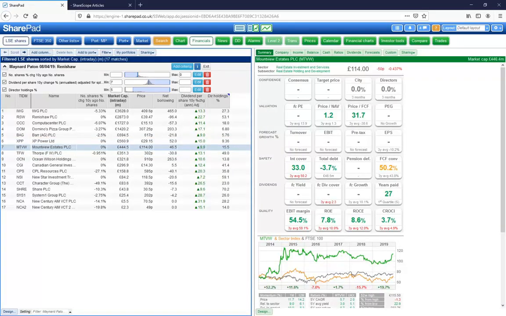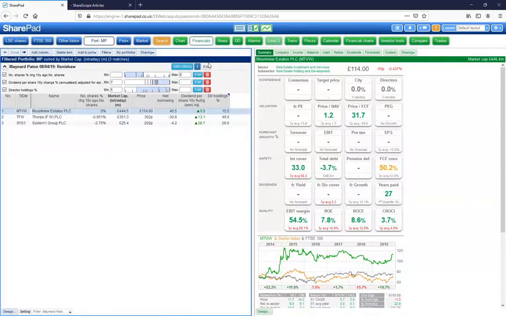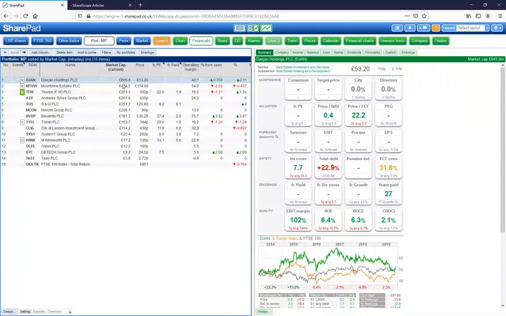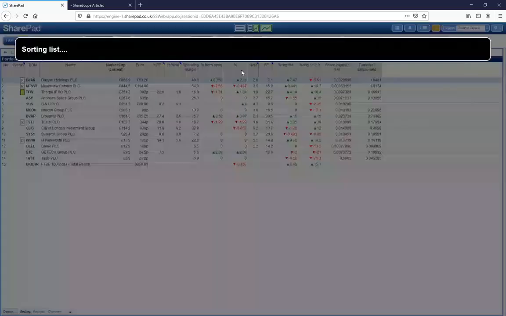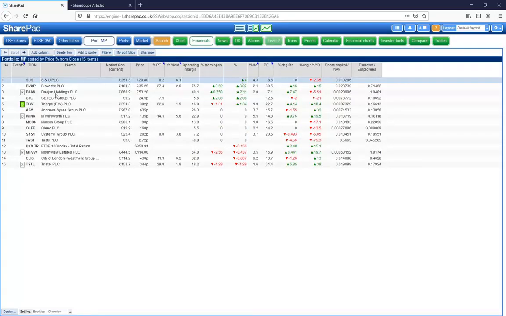Graham Sherry writes, do you use SharePad to also track your portfolio? Well, I've got my portfolio here. I do monitor the ups and downs, and amazingly today some of my shares are actually up. The value of them I track using something else, so I don't use SharePad for calculating returns, but I monitor the movements of my shares using SharePad. So yes.